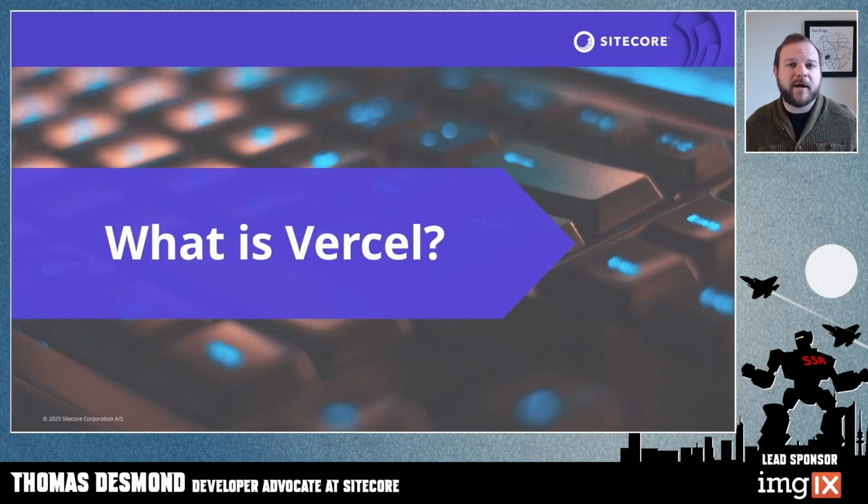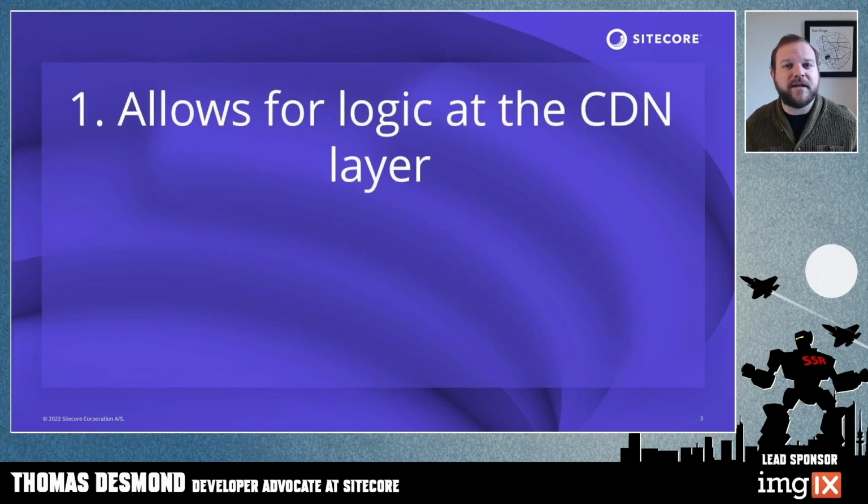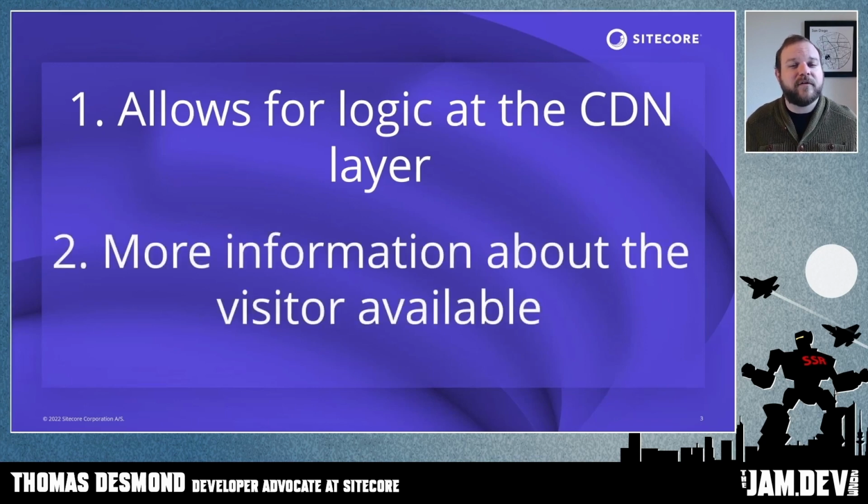But what we really care about today is that Vercel Edge Middleware feature. Where does it fit into Jamstack? There's two big points that I want to make about Vercel Edge Middleware that really help Jamstack. First, it lets us push logic to the CDN layer, that content delivery network layer, which is as close to our visitors as possible. So we're able to execute logic and have it as close and as quickly executed near our visitors. Second, it allows us to have more information about our visitors.